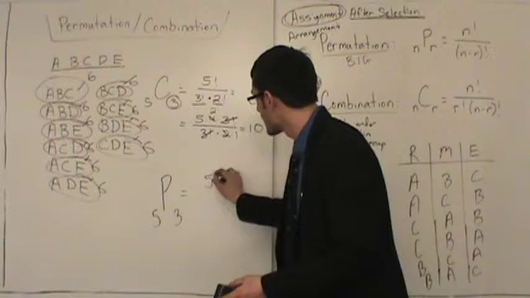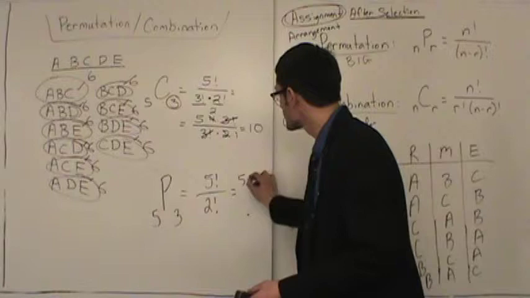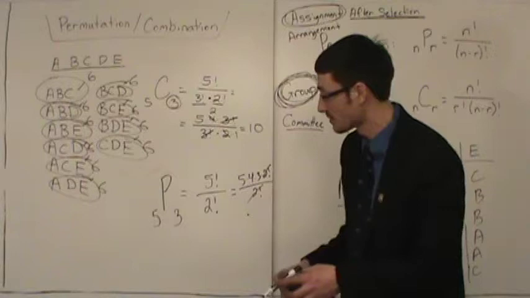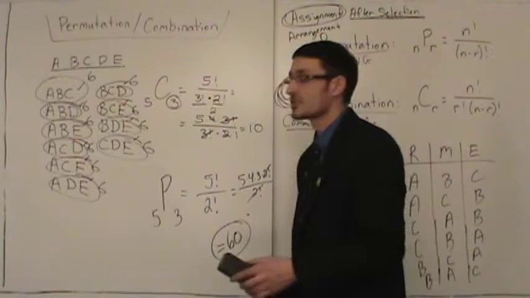5 minus 3 is what? 2 factorial. So we get 5 times 4 times 3 times 2 factorial over 2 factorial. What happens? 2 factorial cancels with 2 factorial. 5 times 4 is 20 times 3 is what? 60. So we get a total of 60 different ways that we can assign first, second, and third place.